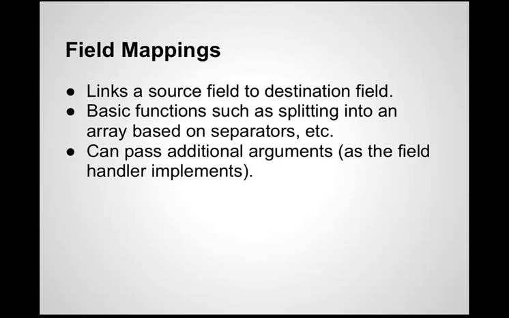You'll have field mappings, and this links a source field to a destination field. So it's going to know about how this data relates to its Drupal equivalent. The Migrate module provides some basic functions, such as splitting a particular value that you have. Let's say you had multiple values in one row, you can tell it to split off a certain delimiter, so then it'll automatically turn it into an array and make it a multiple field value for you. And you can also pass additional arguments into it. Some of the field handlers implement this stuff, though they've been getting away from that as well. And I'll explain that as we're going through this.